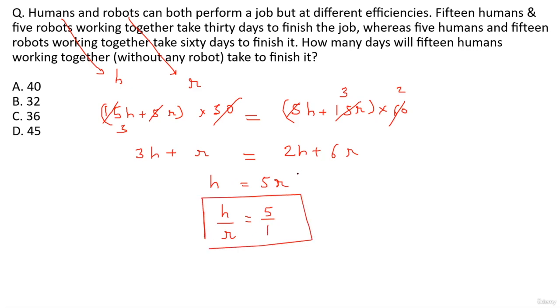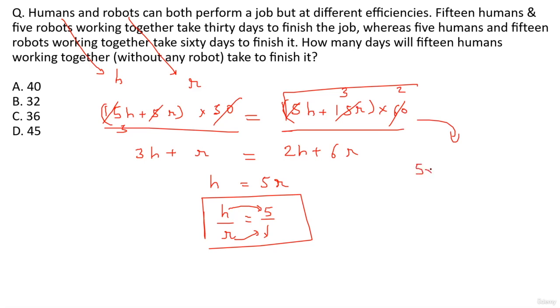Okay, ratio of the efficiencies we have got. Now again, you can put h is equal to 5 and r is equal to 1 in any of these two equations. Okay, this one looks sort of simple to me somehow. So total work done is 5 into h plus 15 into 1 multiplied by 60. So 15 plus 25 is 40 into 60 is 2400 units.